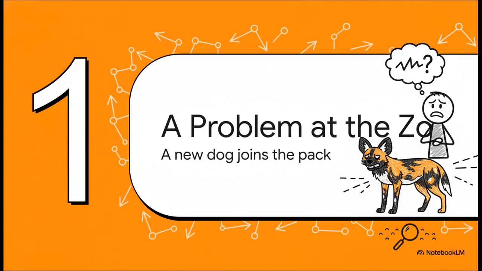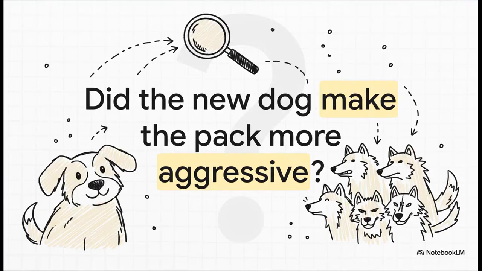All right, so our story kicks off with a call for help. A zookeeper is pretty worried. See, they just introduced a new African-painted dog to the pack, and ever since, something just feels off. The zookeeper has this hunch that the pack has gotten way more aggressive. But a feeling just isn't enough, right? The zookeeper needs actual evidence. So they bring in a data scientist to answer this one huge question. Did the new dog actually make the pack more aggressive?